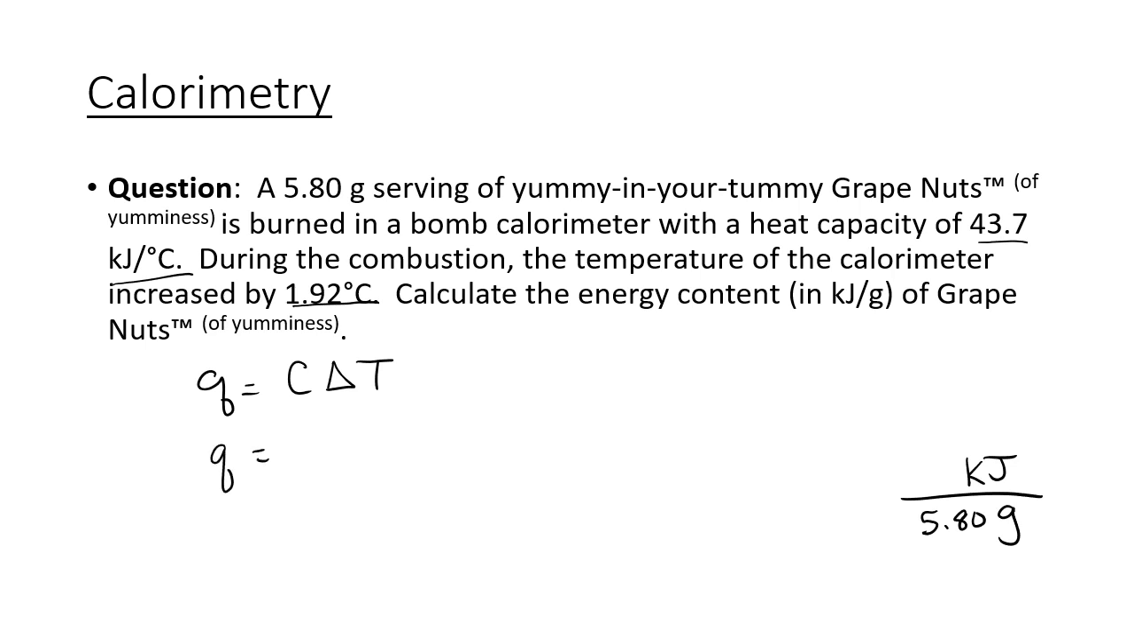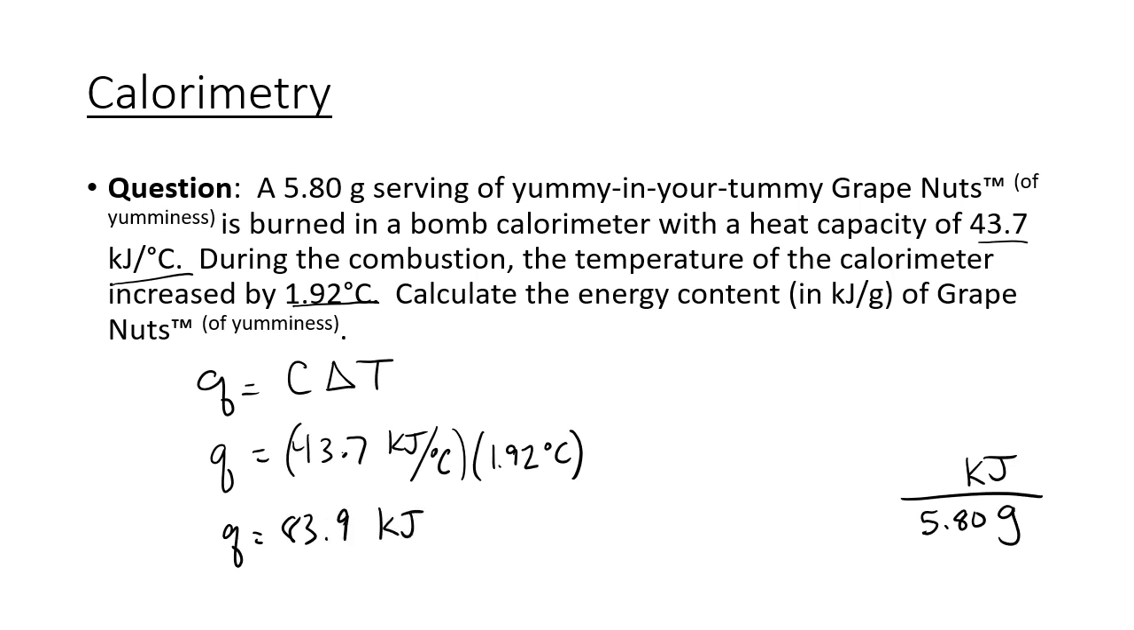The heat capacity is 43.7 kilojoule per degree Celsius. The change in temperature is 1.92 degrees Celsius. Those calculations give a heat value of 83.9 kilojoules overall. And so I would then want to write down that there's 83.9 kilojoules divided by 5.8 grams.